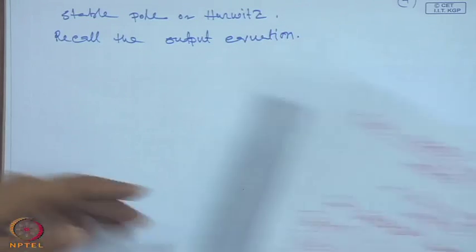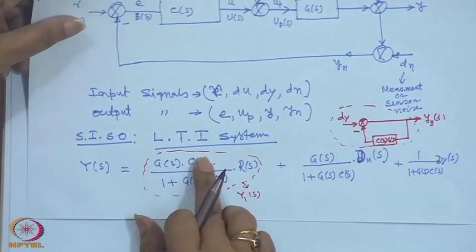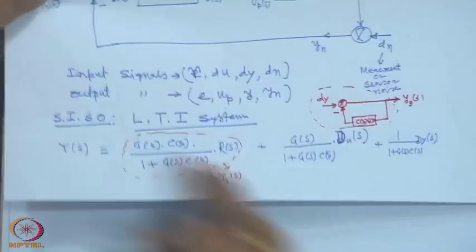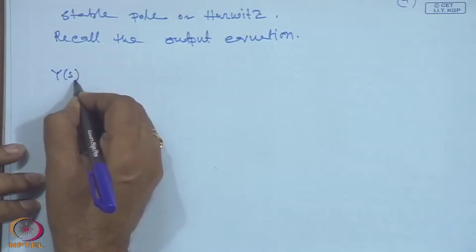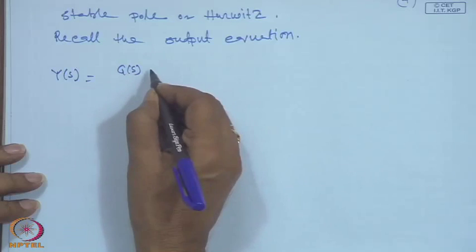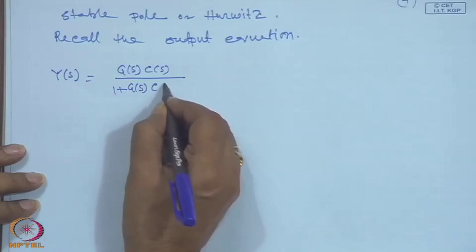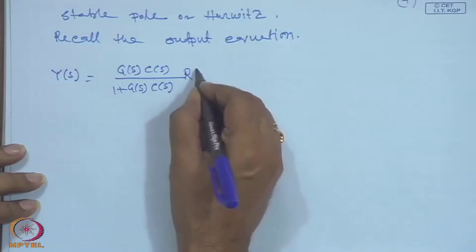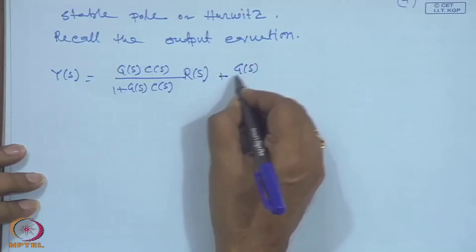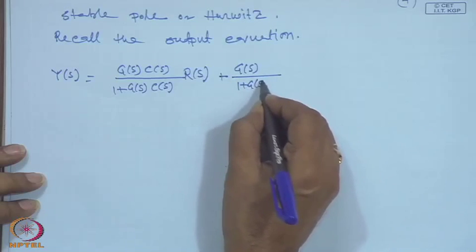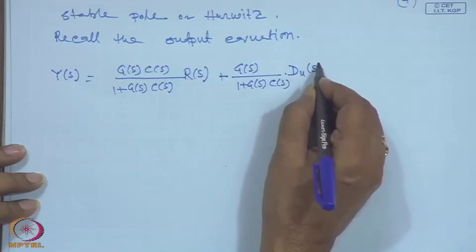An output equation is, we have written the first, this equation first, agree? So, if you write this one, our Y(s) is equal to G(s)C(s)/(1 + G(s)C(s)) R(s). This is due to the input, and next is G(s)/(1 + G(s)C(s)) D_u(s).